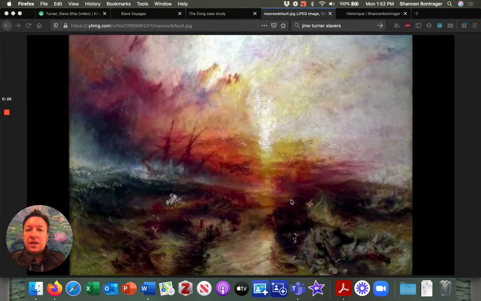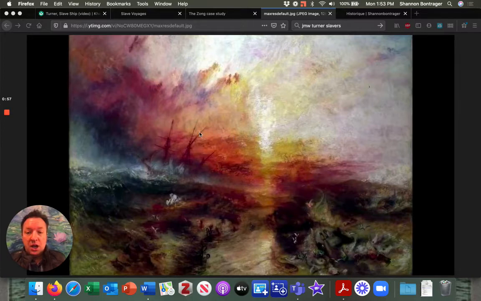So one of the key things that I like to do to introduce students to this idea is to use art. Particularly this famous painting here by JMW Turner called Slavers is a painting that Turner created in the late 18th century, depicting events in the late 18th century of a slave voyage gone horribly awry.